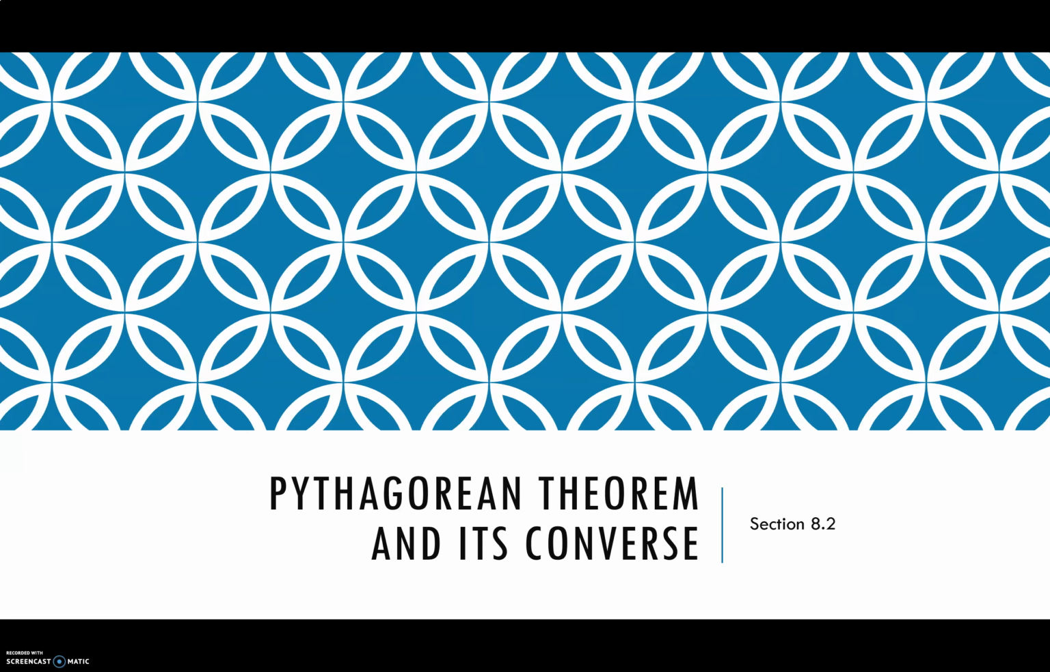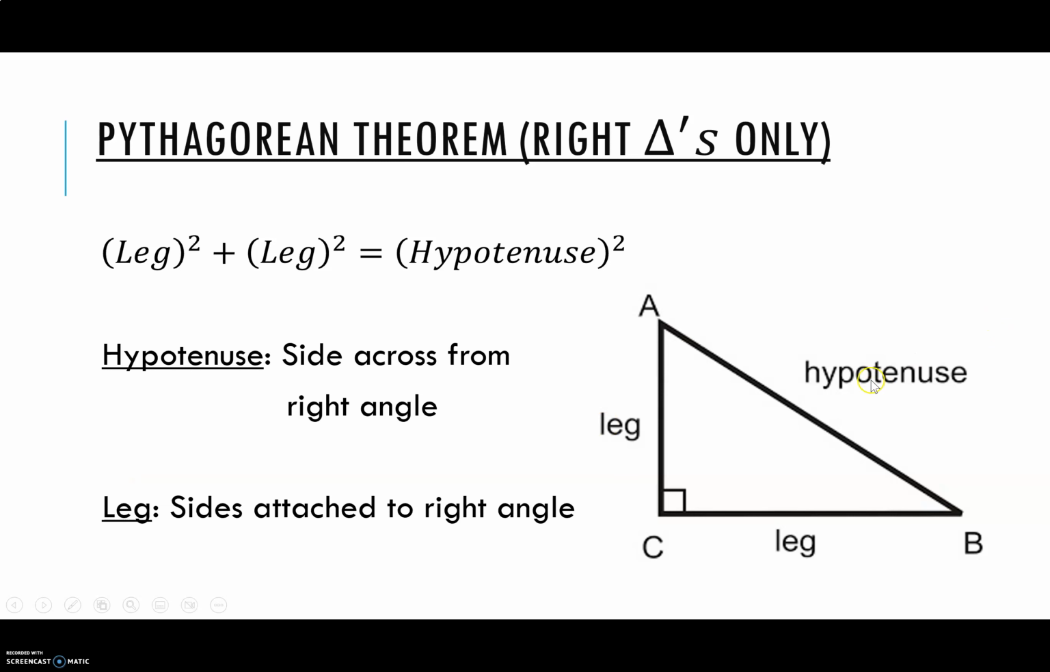So just a reminder of what the Pythagorean theorem is. In any right triangle, you always have three sides, and the two sides that are attached to the 90-degree angle are called legs. The side that is across from the 90-degree angle is always called the hypotenuse. This theorem states that if you take the length of one leg squared and add it to the length of the other leg squared, it will equal the length of the hypotenuse squared.